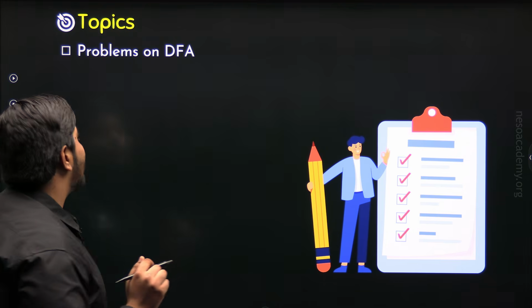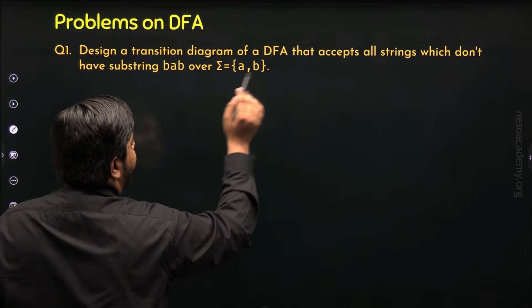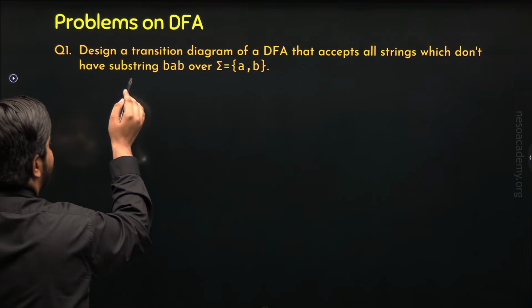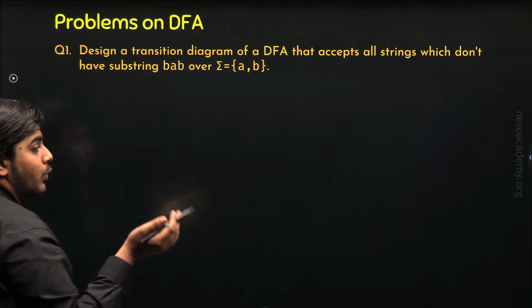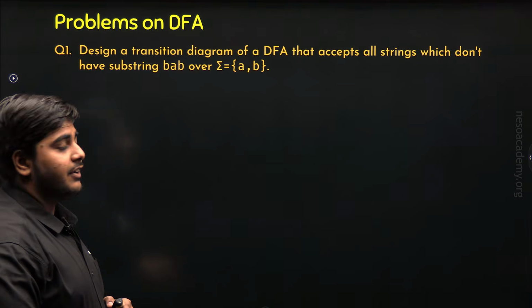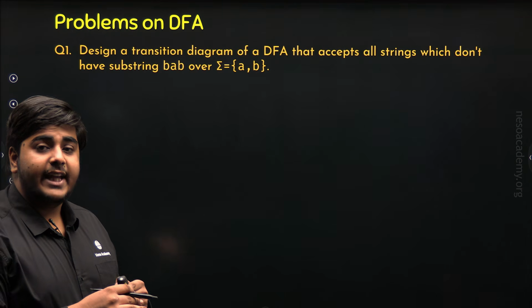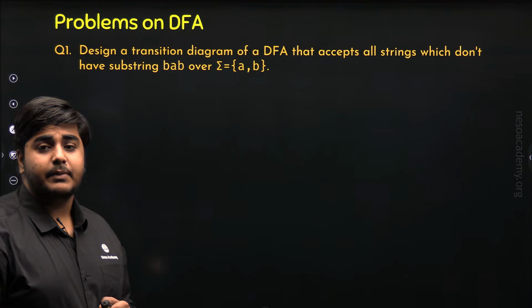So let's see the first problem. Design a transition diagram of a DFA that accepts all strings which don't have the substring BAB over the alphabet A, B, which means you are required to draw the transition diagram of a DFA that accepts all the strings made up of A's and B's which don't have the substring BAB.